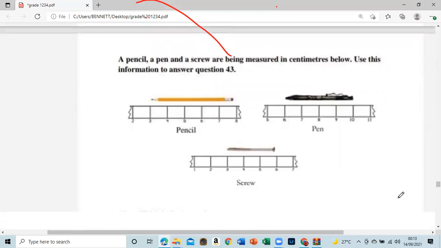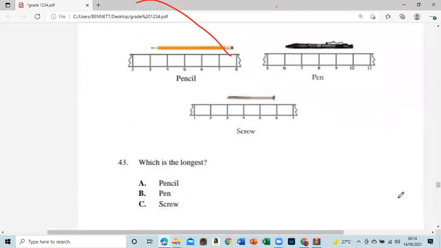A pencil, a pen, and a screw are being measured in centimeters below. Use the information to answer question 43. All right, so look at it carefully. Which is the longest? Definitely the pen, isn't it? So the pen is the longest.